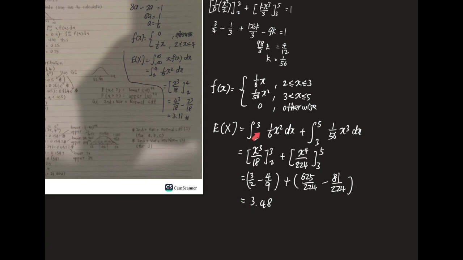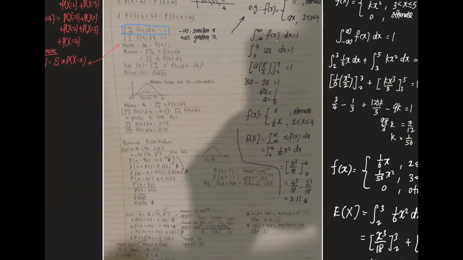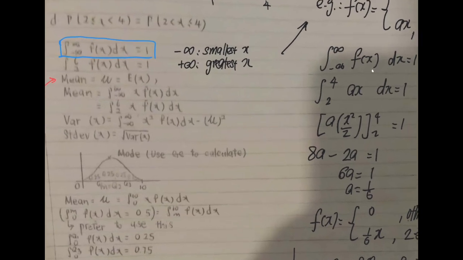What you need to know is that your mean first can be greater than 1, and second it must be inside the interval. Our interval is 2 to 5 basically, so it must be somewhere in between. Okay, so that's the mean. We have done the mean. I hope you understand already.